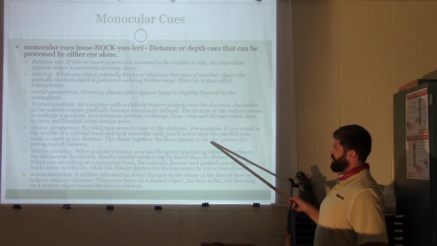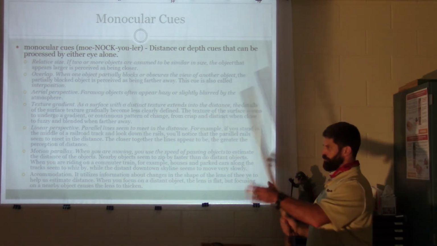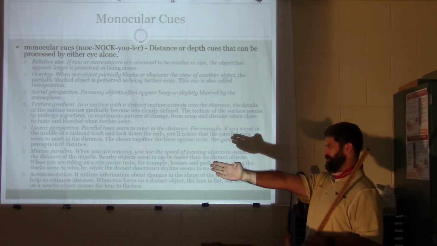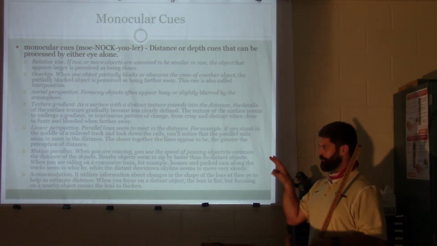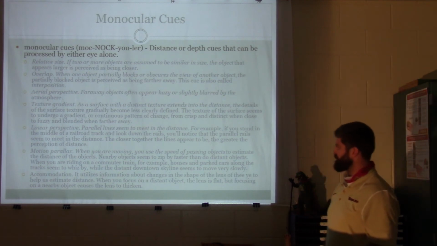Linear perspective, parallel lines seem to meet in the distance. This is that classic looking down the road thing, like a straight road or railroad tracks. If you look down the straight line of the railroad tracks, they look like they're going to meet. Those two lines on each side look like they're going to meet farther along. I'll show you an example of it here in a second.